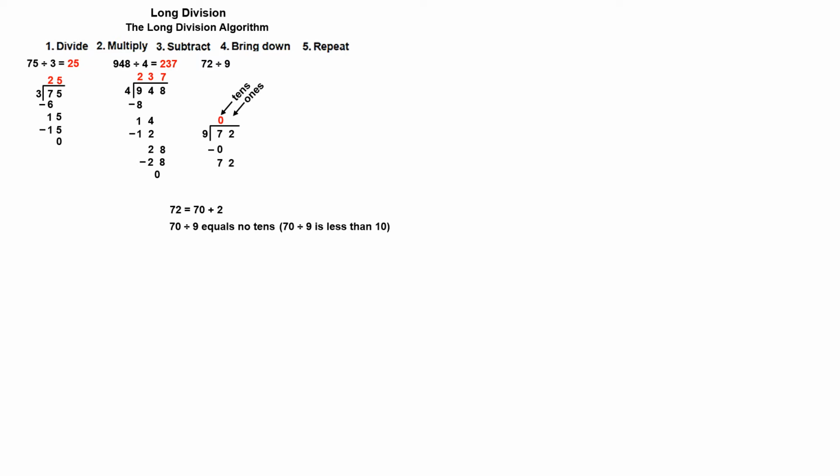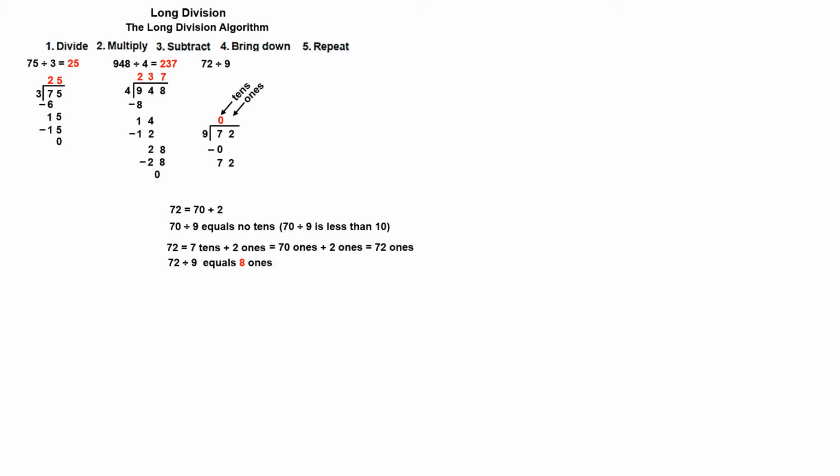We repeat the division process over using the 72 as the dividend. Start again at step 1. 72 is the same as 7 tens plus 2 ones, and 7 tens plus 2 ones is the same as 70 ones plus 2 ones. And 70 ones plus 2 ones equals 72 ones. Dividing 72 ones by 9, we get 8 ones, and nothing is left over.